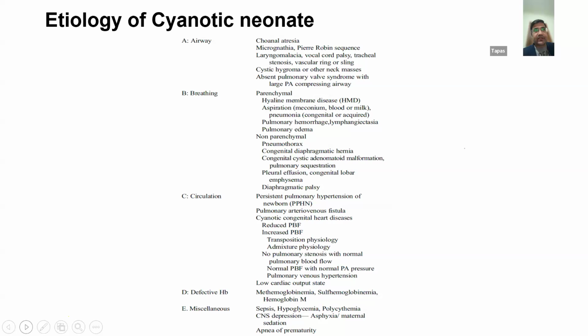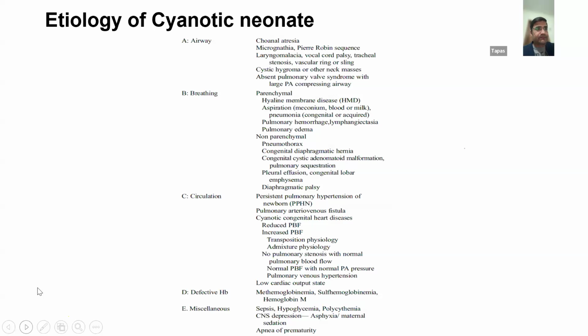Correct. It can also be seen in babies with Pierre-Robin sequence, micrognathia, laryngomalacia, etc. You can see from your book. Then it can be because of lung conditions like parenchymal lung disease or non-parenchymal lung disease. Like in preterm, the cause could be HMD, it could be TTN, and in term babies, it can be TTN, meconium, pneumonia, etc. Next is the cardiovascular causes because of PPHN or because of congenital cyanotic heart disease or pulmonary AV fistula. Sometimes it can also occur because of defective hemoglobin, like presence of excessive amount of methemoglobin or sulfhemoglobin, and some miscellaneous causes like sepsis, hypoglycemia. You can read it from any textbook of neonatology or pediatrics. This etiology you can find.